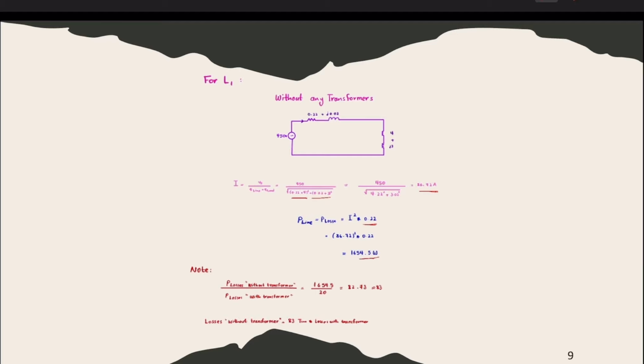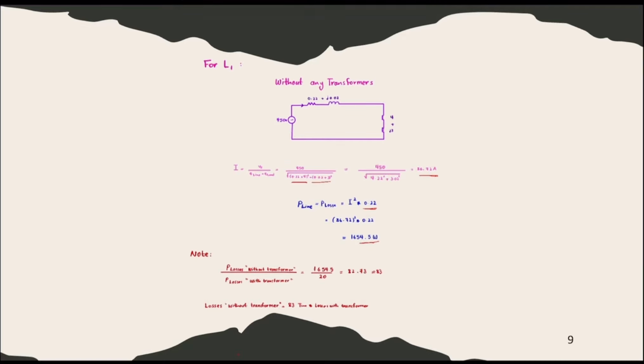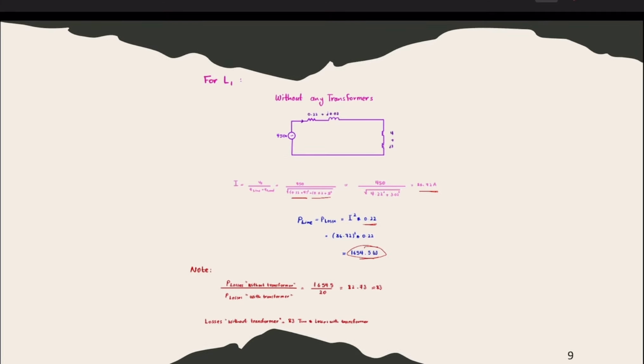1654.5 watt. Now, if we want to get the P losses with a transformer, we're going to use this equation: P losses without any transformer over P losses with a transformer. Now we're going to substitute P losses without any transformer we got here, which is equal to 1654.5 over 20, which is equal to approximately 83. Now losses with a transformer is approximately equal to 83 times the P losses of transformer.